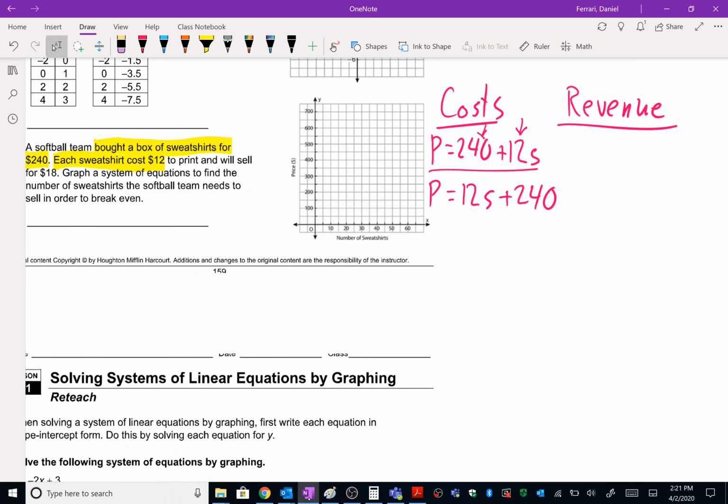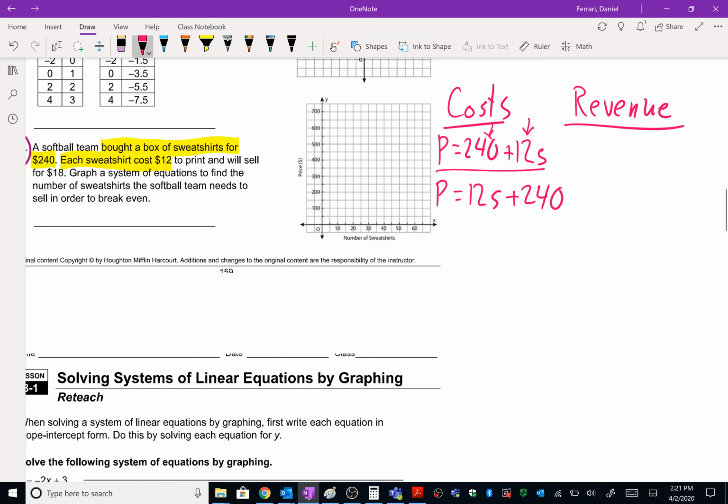Then from there, we're going to graph our revenue. Revenue is the amount of money that we're going to make. So we're going to ignore everything we've highlighted in yellow. This time I'll switch to green. You can probably figure out exactly what we're going to make because the only thing left is we're going to sell them for $18. So for every person who buys a sweatshirt, they're going to give us $18. We're going to make $18 back.